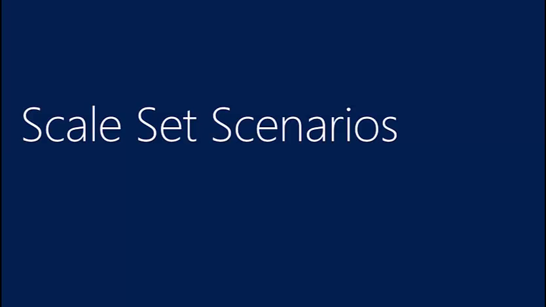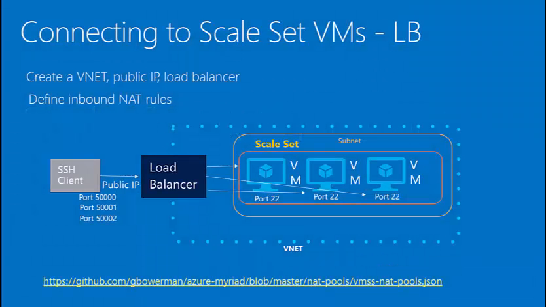So let's go through a few basic scale set scenarios. These are typical patterns that you may use virtual machine scale sets for. Perhaps the most straightforward is how do you connect to your virtual machines in a scale set. You don't define a public IP address for each virtual machine. Typically you would use a load balancer. You'd define a public IP address for that load balancer. Then in this case, if you wanted to connect to each virtual machine, you could define a set of inbound NAT rules for your load balancer.